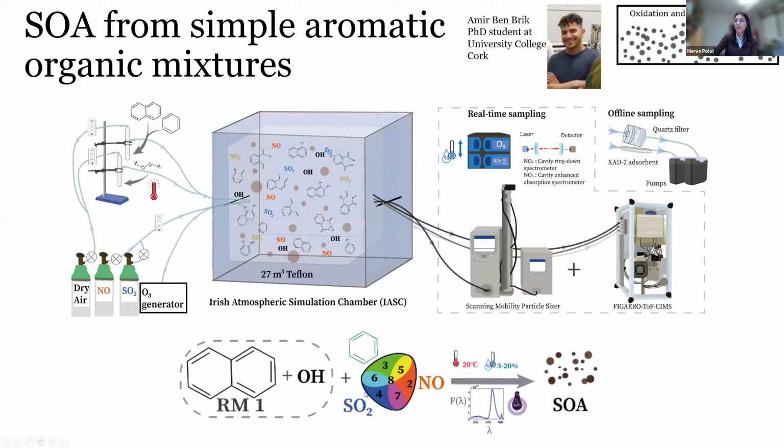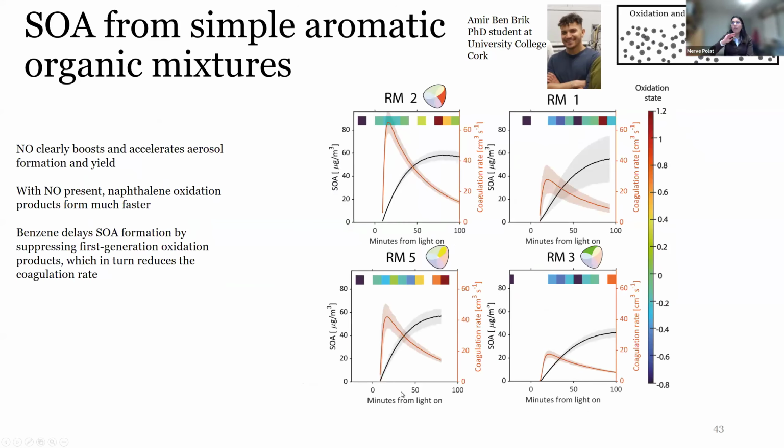So we looked at 8 different reaction mixtures. For example, naphthalene plus OH is reaction mixture 1. Naphthalene plus OH plus NO is reaction mixture 2. And what we see is that NO actually accelerates the SOA formation, so we form particles much faster. And we see that benzene delays this SOA formation. So that's why it's really important to include different co-reactants in your mechanism, especially in environments such as asphalt emissions, where you have a lot of other things that are also present.